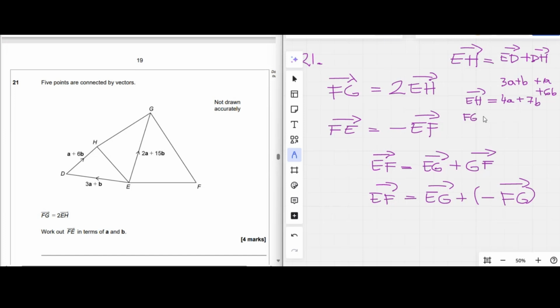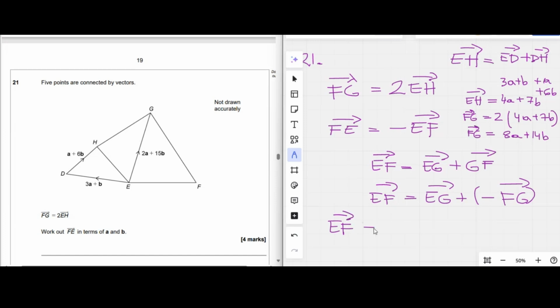FG will be twice EH. So 8A plus 14B. Negative will be just with negative signs, and EG, we have EG already. Okay, so I think we have all we need.